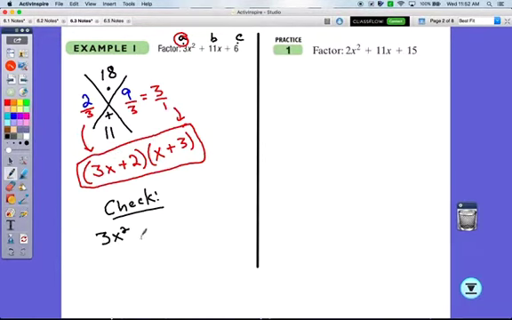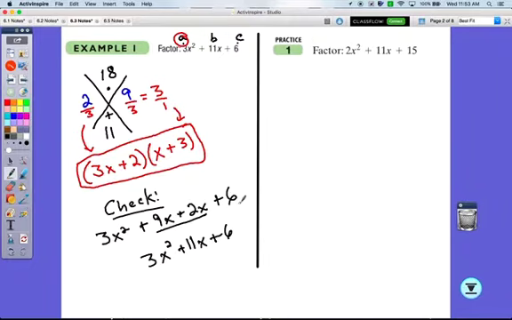3x times the 3 gives you plus 9x. 2 times the x gives you plus 2x. And 2 times the 3 gives you plus 6. When you combine the two middle terms, you end up getting 3x squared plus 11x plus 6, which is what you started out with. So that's your way of checking.